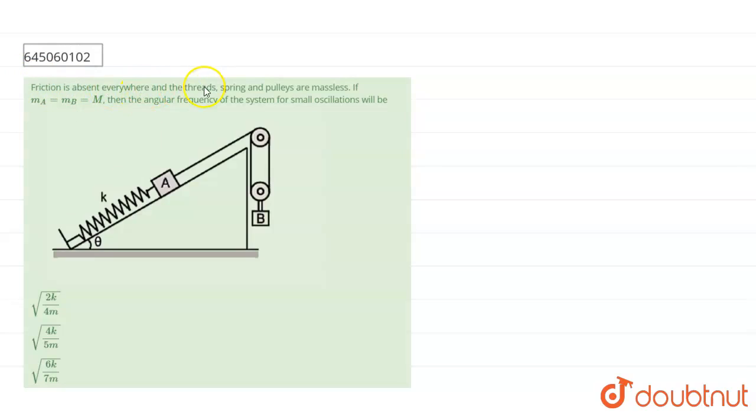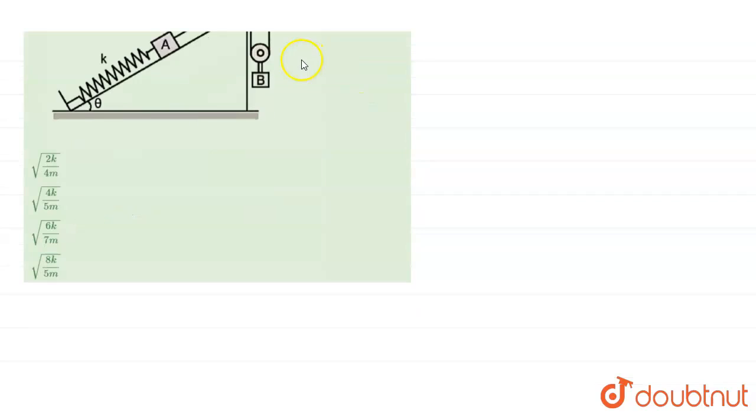Hello students, our question is given as: friction is absent everywhere. Here, the threads, springs and pulleys are massless. So there is no friction, and the threads, springs and pulleys are considered to be massless. If MA equal to MB equal to capital M, then the angular frequency of the system for small oscillations will be, here four options are given regarding the value of the angular frequency.